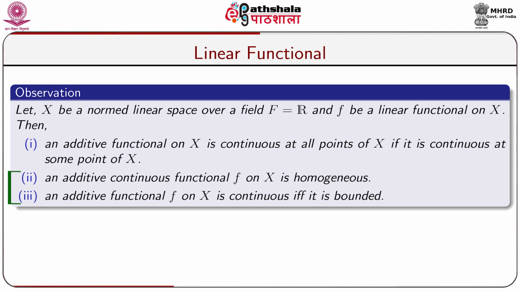An additive functional f on X is continuous if and only if it is bounded. We know that in the case of the linear operators, that is the bounded linear operators, an operator is continuous if and only if it is bounded, provided the operator is linear. As for example, suppose X is equal to R and Y is equal to R, and we take f(x) equal to 2x, then f is a linear functional. And if we take f(x) equal to x square, it is a non-linear functional.